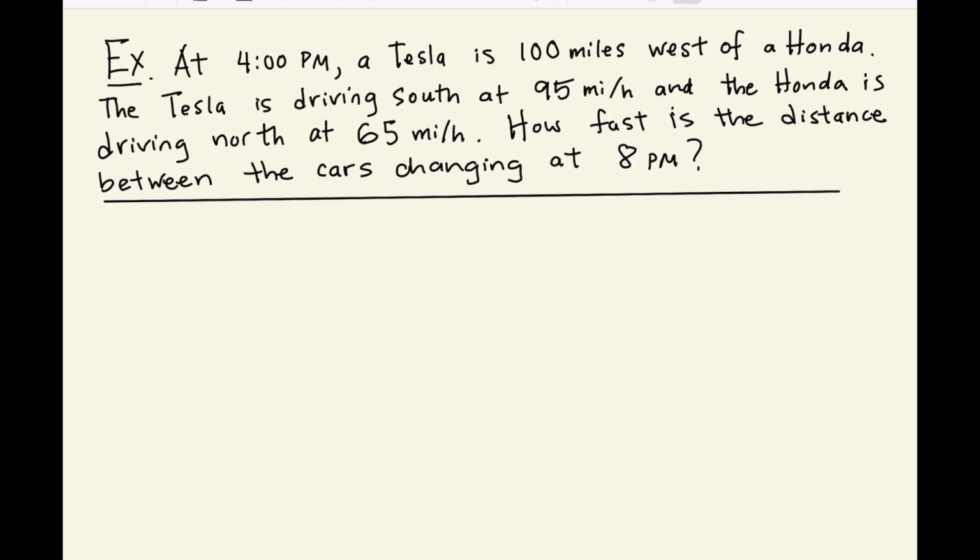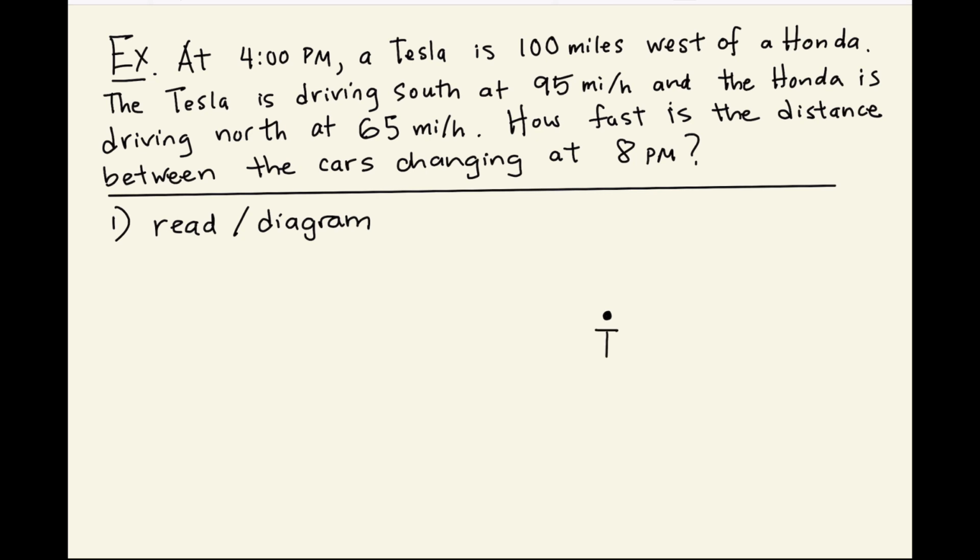Here is another example of a related rates problem. So remember that the first step is always to read the problem very carefully and then draw a diagram that will help you. So at 4 p.m., a Tesla is 100 miles west of a Honda. So I might just start by writing down what I'm reading here. Okay, and this is 100.